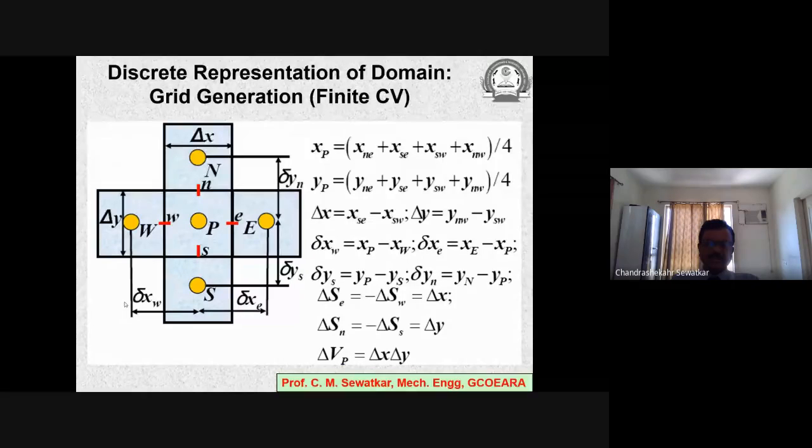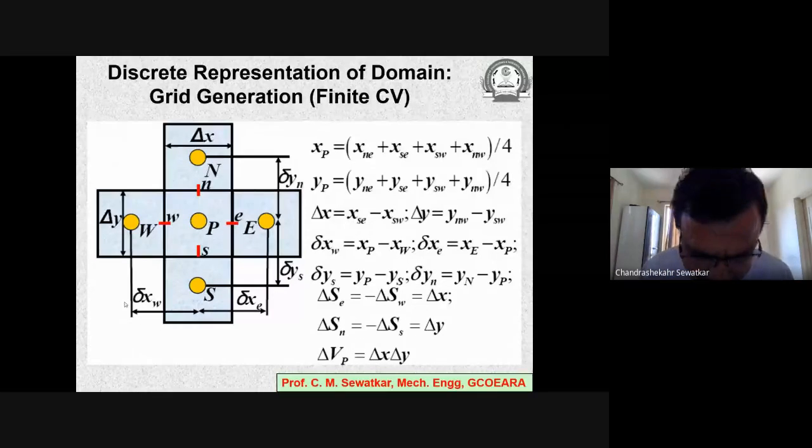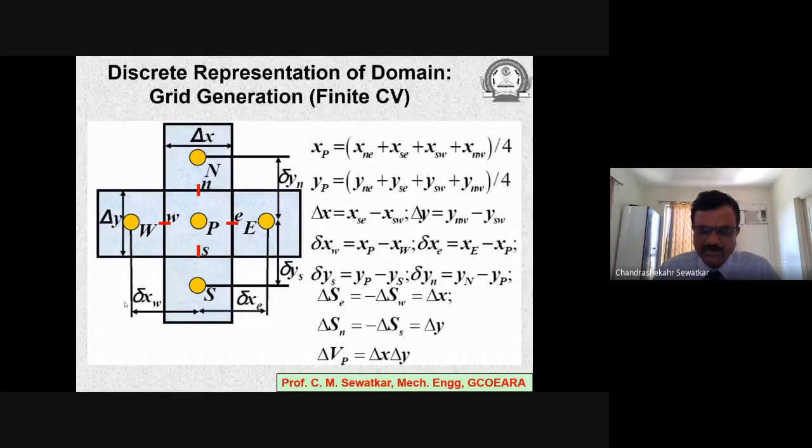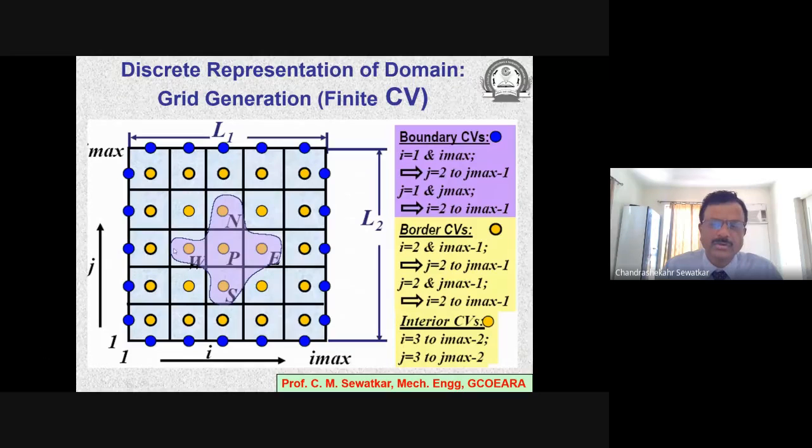Then we do the grid generation. I mean to say, we try to obtain the geometrical parameters. What geometrical parameters are obtained? We need to obtain the x coordinate and y coordinate of each cell center, all the cell centers. That is found by considering the x and y coordinates of the vertices. The x coordinates of all the 4 vertices of each cell are summed up and divided by 4.